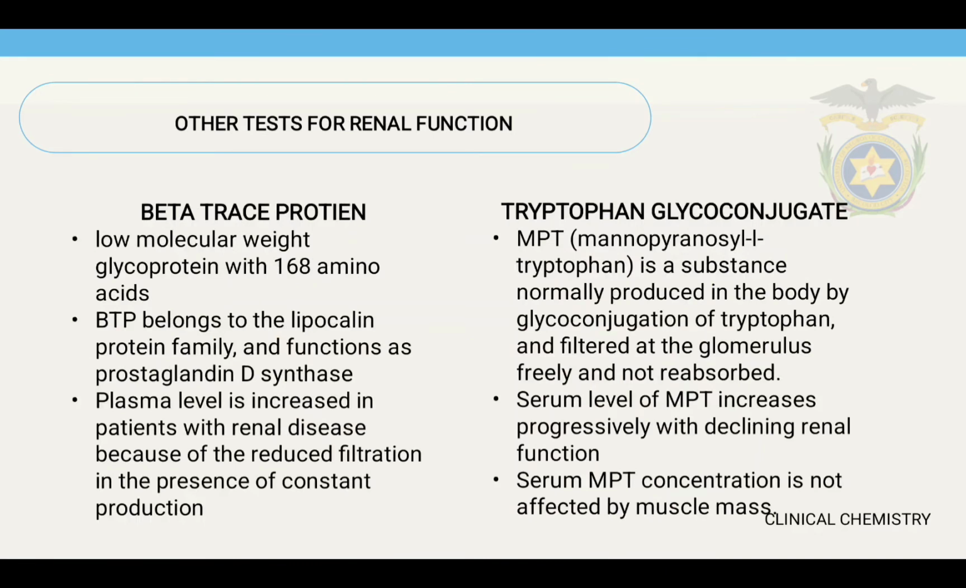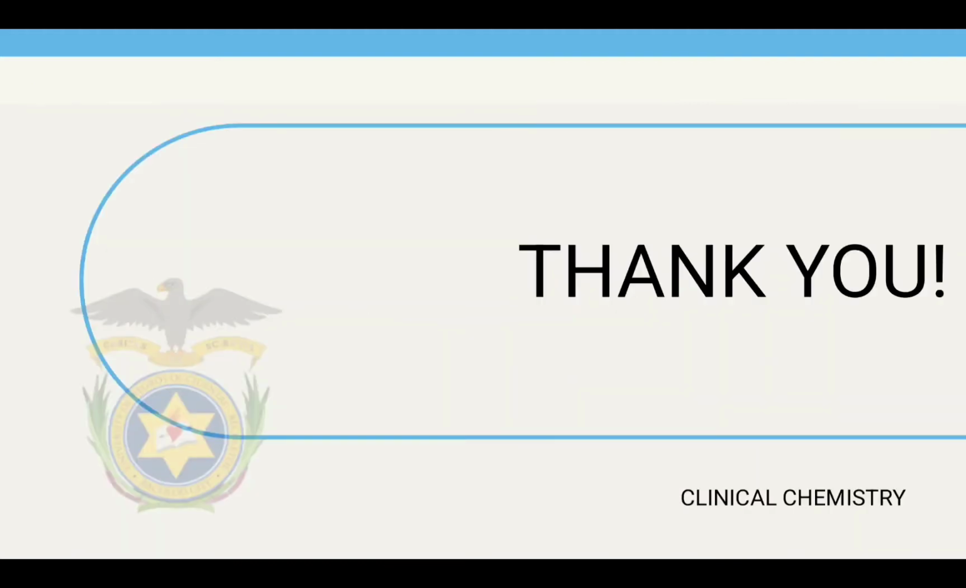Next is your beta trace protein. This is a low molecular weight glycoprotein with 168 amino acids. Your BTP belongs to the lipocalin protein family and functions as prostaglandin D synthase. Plasma level is increased in patients with renal disease because of the reduction in filtration in the presence of constant production. And lastly, you have your tryptophan glycoconjugate. Your MPT is a substance normally produced in the body by glycoconjugation of your tryptophan and is filtered at the glomerulus freely and not reabsorbed. Serum levels increase progressively with declining renal function, and serum MPT concentration is not affected by muscle mass. And that wraps up your tests for renal function.